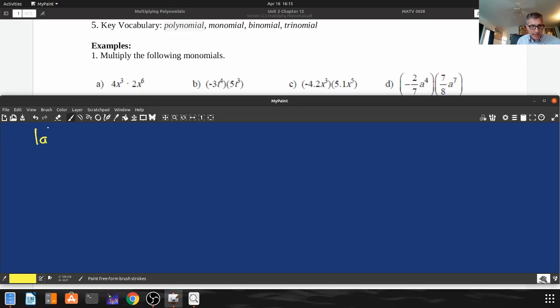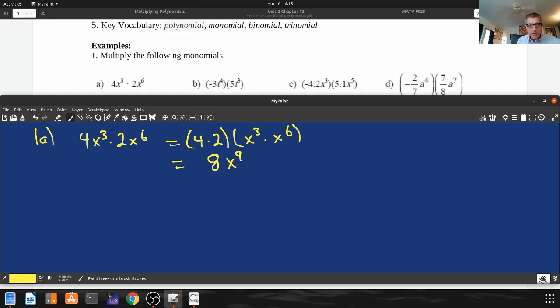So let's do 1a. So really we're going to multiply 4x cubed times 2x to the sixth. We've more or less done this together. What we do is we group together like terms, meaning the coefficients, and then we group together the variable terms, and then we just multiply. 4 times 2 is 8. X cubed times x to the 6 is x to the 3 plus 6, which is x to the 9th.